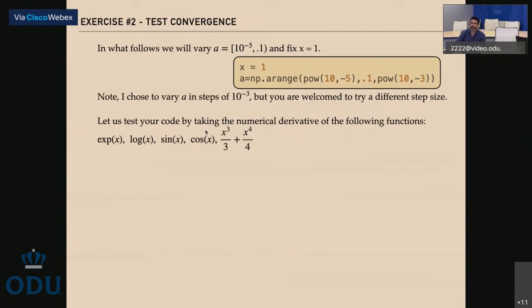And so what we're going to do is test our code by taking the numerical derivative using the previously defined function for the following functions: the exponent, so an exponential with respect to x, a logarithm with respect to x, sine of x, cosine of x, and then a polynomial. Okay. Why I chose this polynomial is largely arbitrary. There's really no good reason, except the derivative of this will be equal to 1. Has to be equal to 1.